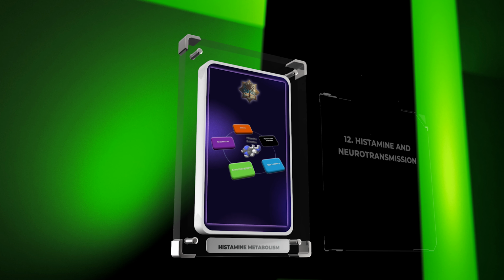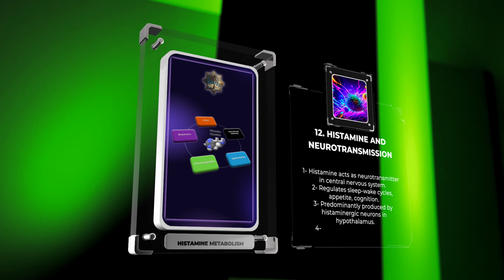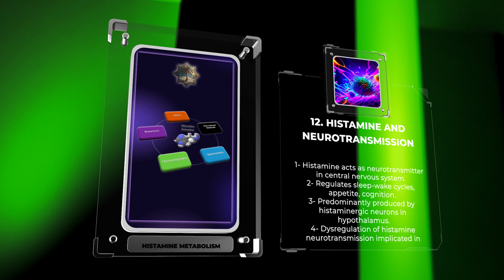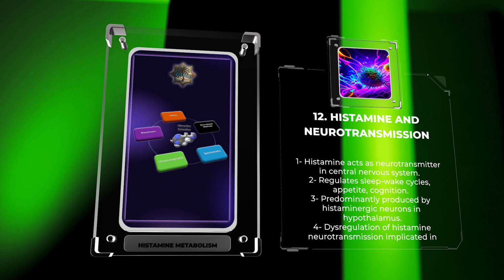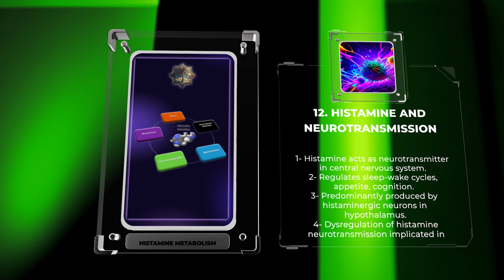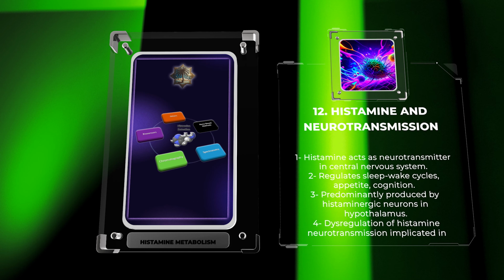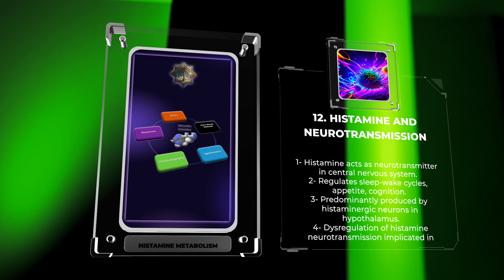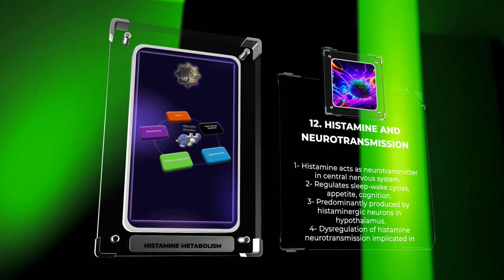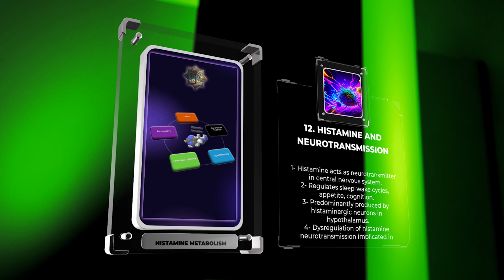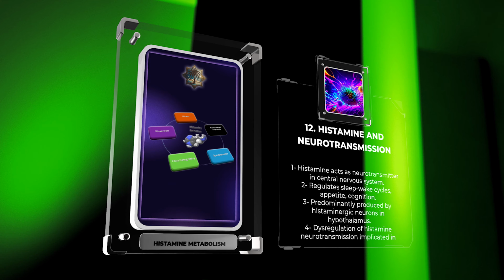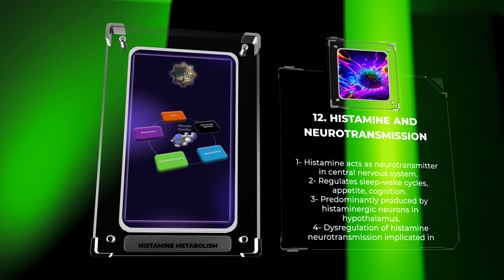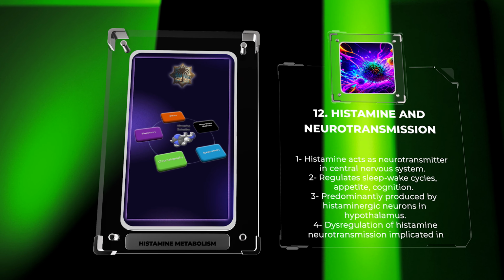In the central nervous system, histamine acts as a neurotransmitter, regulating various physiological processes, including sleep-wake cycles, appetite, and cognition. Histamine is predominantly produced by histaminergic neurons in the tuberomammillary nucleus of the hypothalamus. These neurons project throughout the brain, including the cerebral cortex, basal ganglia, and hippocampus. Dysregulation of histamine neurotransmission has been implicated in neurological disorders, such as sleep disorders, schizophrenia, and Alzheimer's disease.